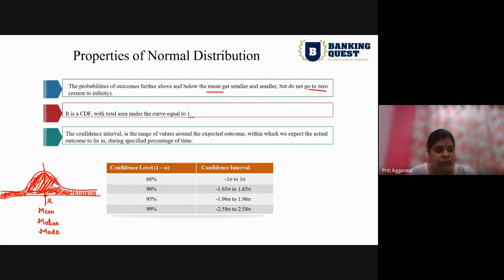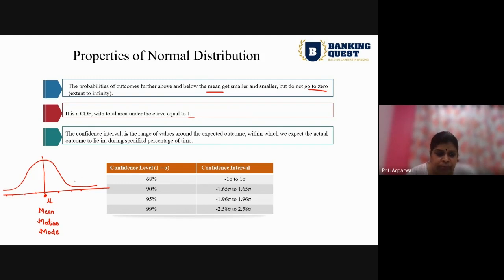The confidence interval. The confidence interval is a range of values around the expected outcome within which we expect the actual outcome to lie. That is, if I am using these as my percentiles, 1%, 2%, 3%, 5%. So if I am using 5% percentiles, that is called your confidence intervals: the range of values around the expected outcome within which we expect the actual outcome to lie during a specified percentage of time.